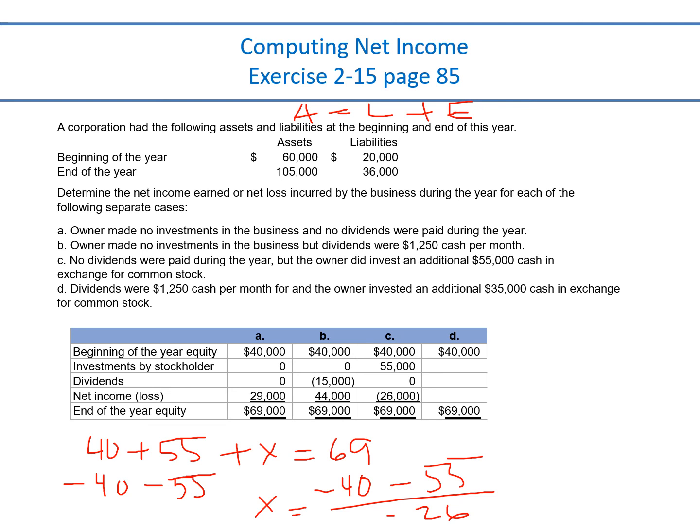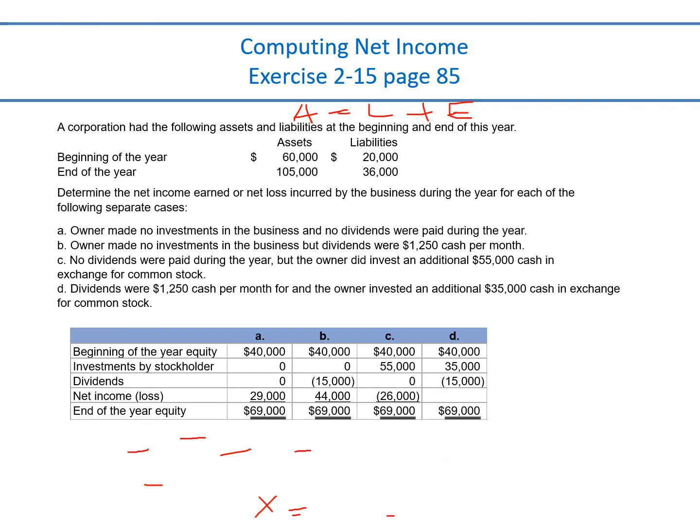And then in the last one, they say the dividends were $1,250 per month. So $1,250 per month times 12 months. And dividends are going to be $15,000. Excuse me. And then the owner invested an additional $35,000 in cash in exchange for common stock. And then we're going to solve for X again. So let me erase my previous math here.